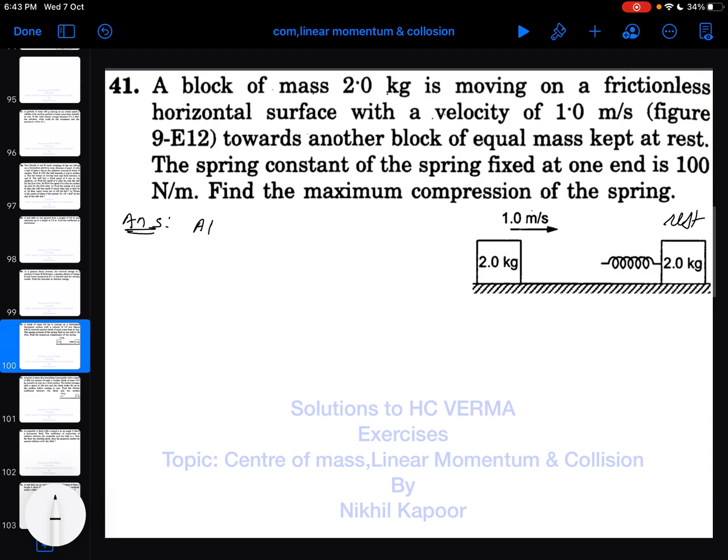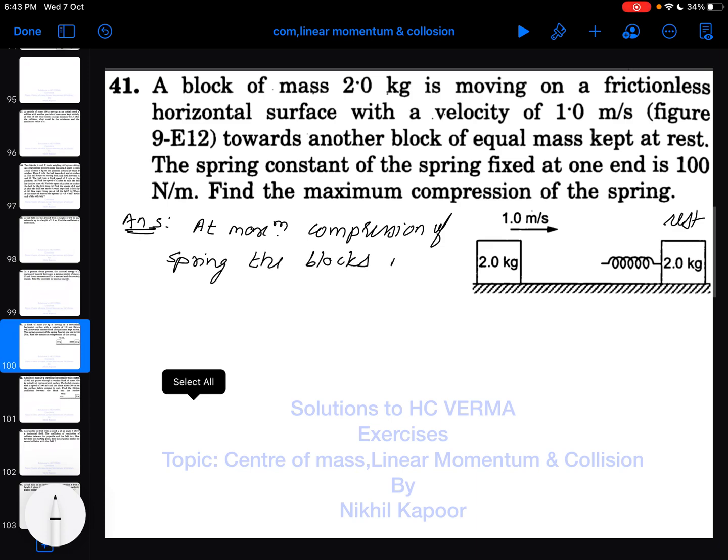So here, at maximum compression of spring, the two blocks must have common velocity. The compression will be maximum only if the two blocks are having common velocity.